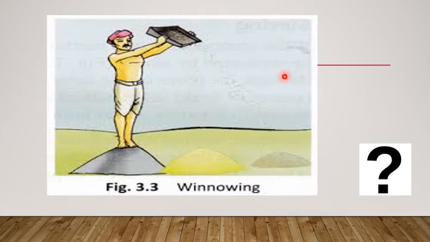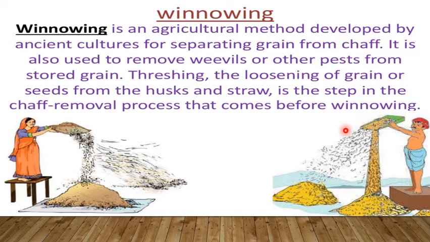Yes, so now see in this picture, then you tell me what you see. I think there is something written also. So what do we call this method? Yes students, this method is called winnowing. So now see here. What is winnowing? What happens in the winnowing process?